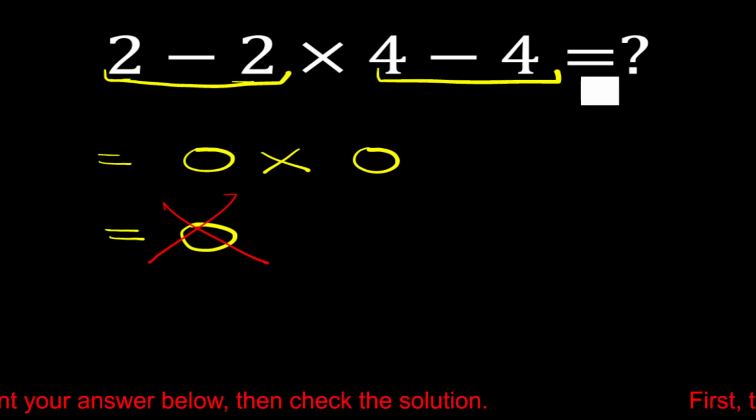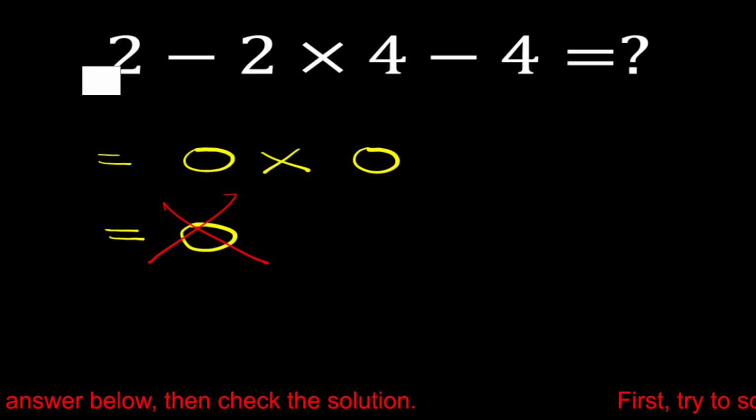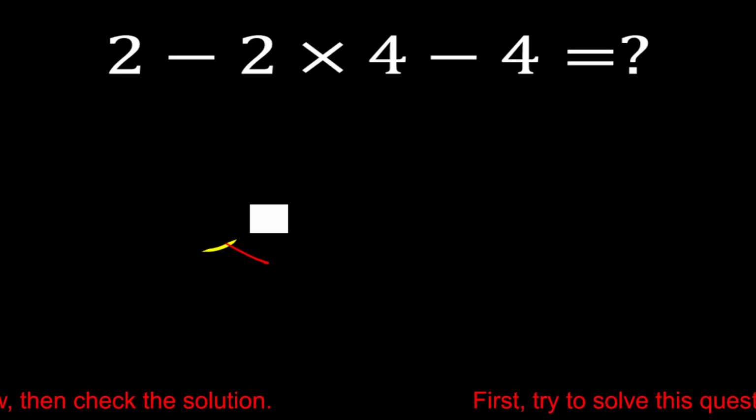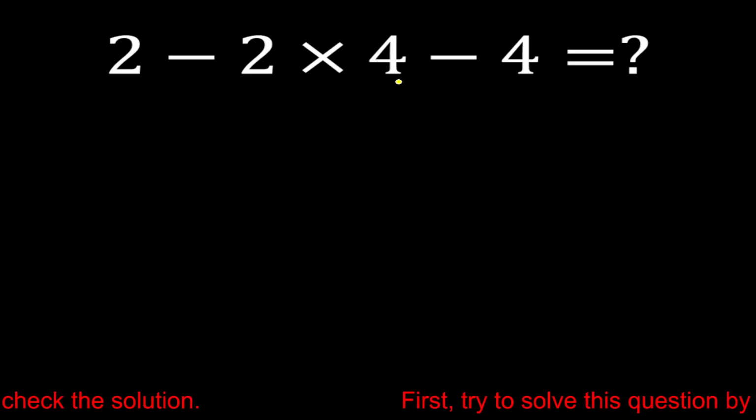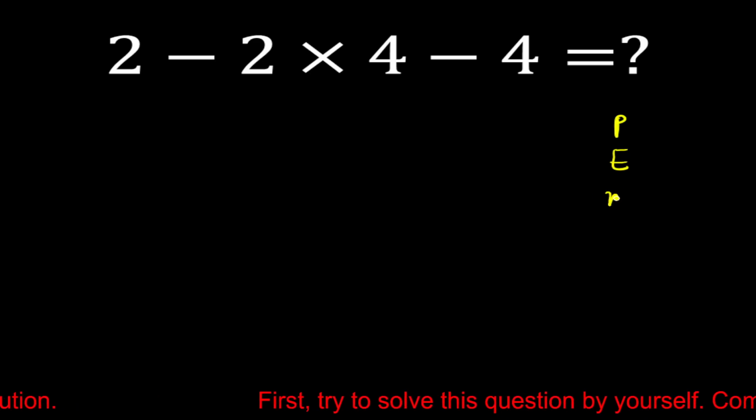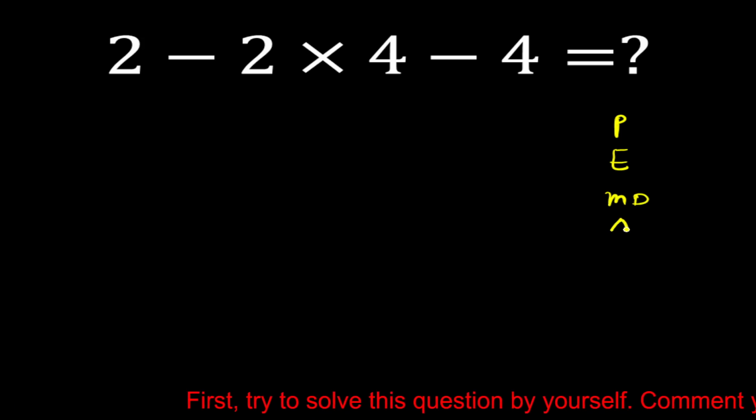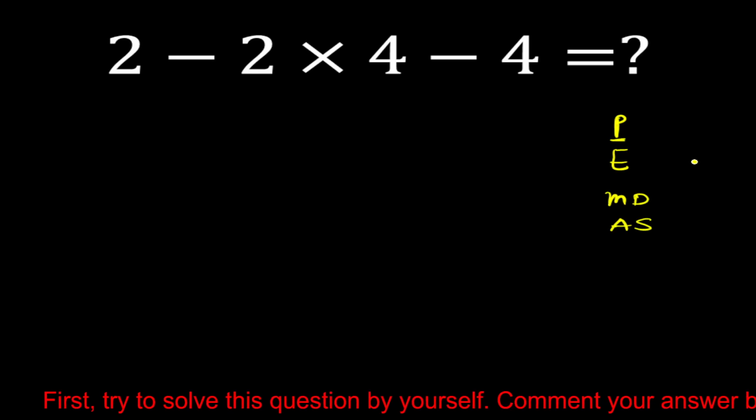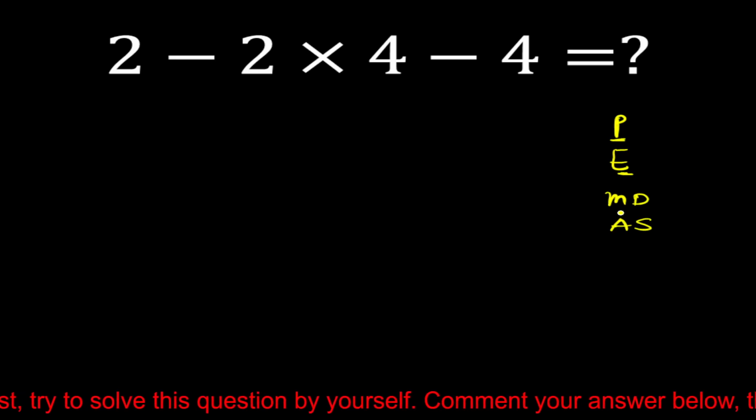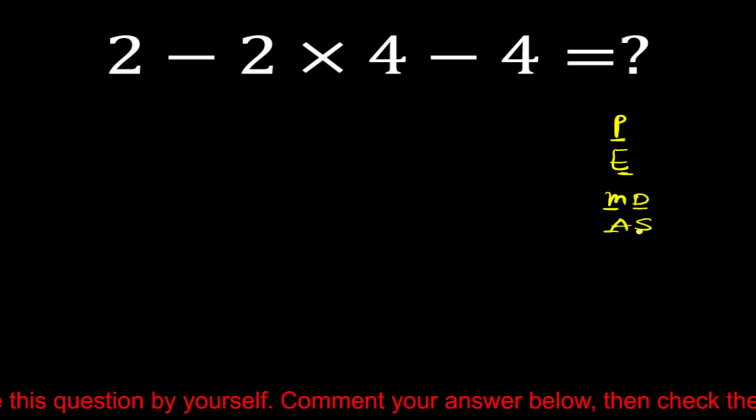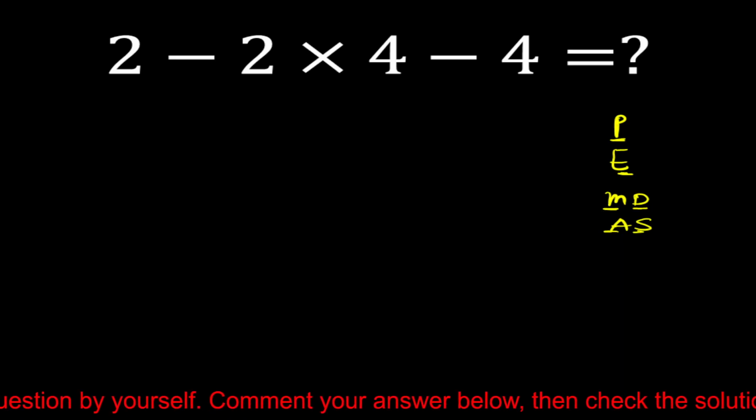Now let's solve this problem correctly by using the PEMDAS rule. According to the PEMDAS rule, first priority is parenthesis, then exponents, then multiplication and division both have equal priority, then addition and subtraction also both have equal priority.